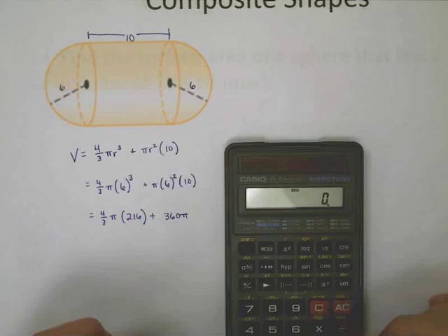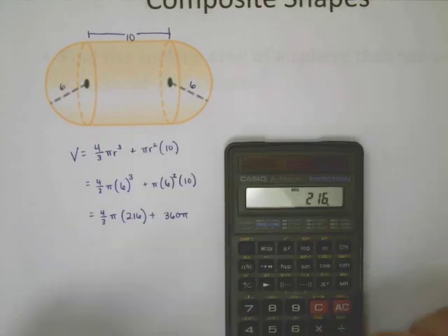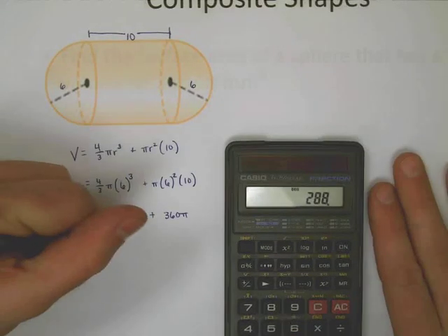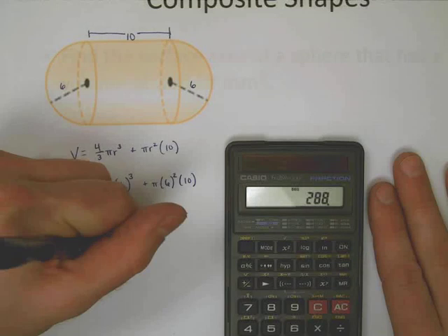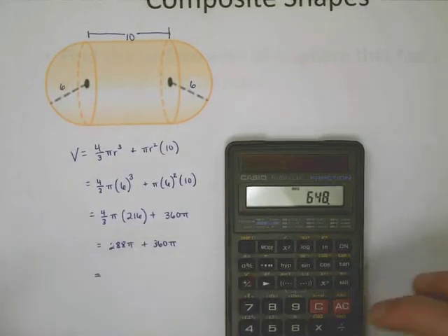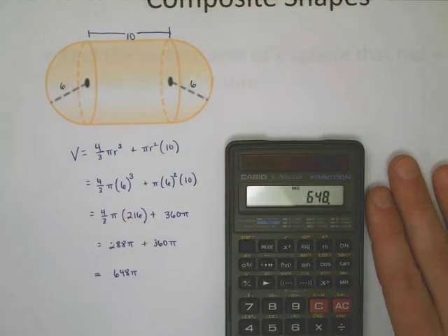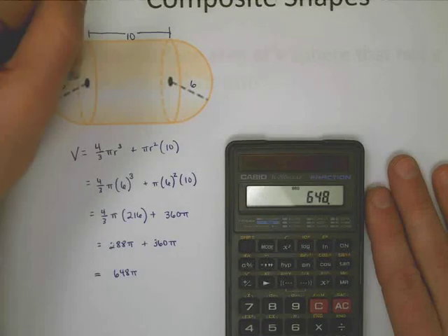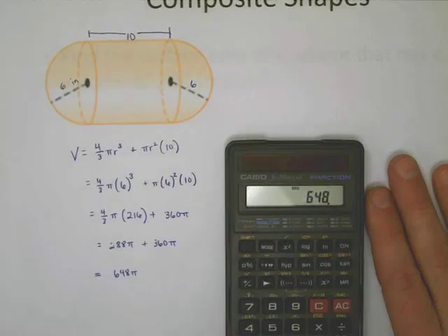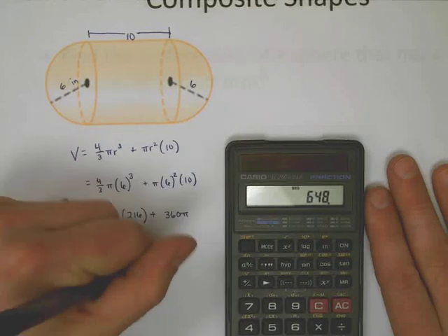Okay. 4/3 of 216, I need to do that, so I have 4/3 multiplied times 216. I get 288. So that first number is just 288 pi's. I have 360 pi's for the cylinder. That's a grand total of how many pi's? 648 pi's. I should probably throw some dimensions in. Let's say that this is inches. There we go. This is all in inches. That means this is in cubic inches.